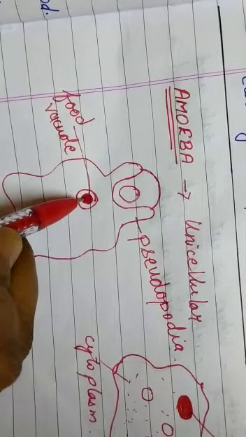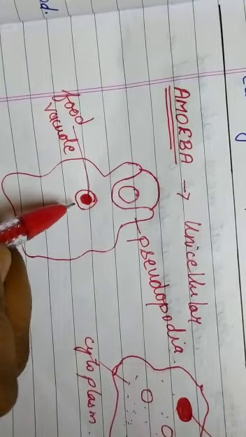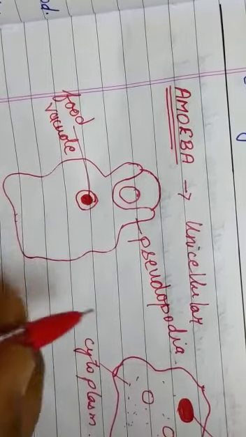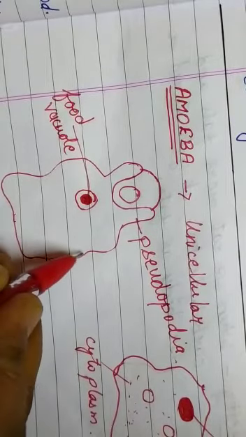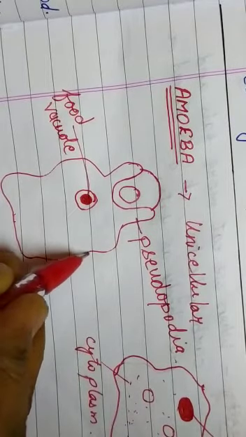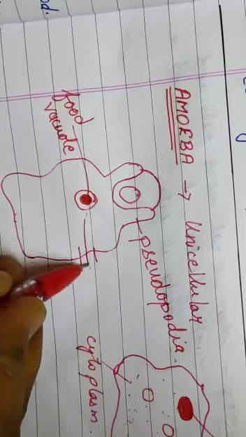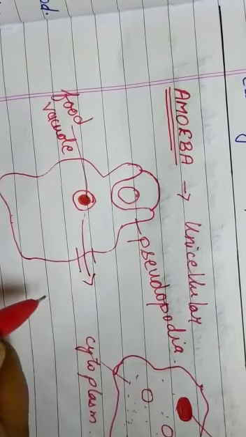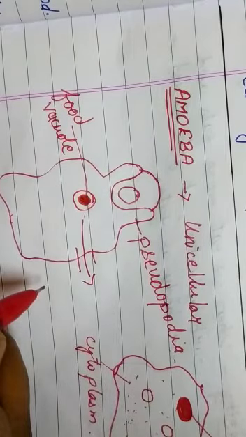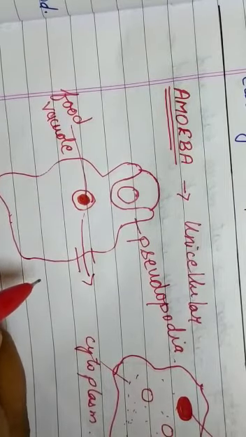And then whatever undigested food is remaining, the amoeba will break from any part of the body. Say it has broken down from here, and then what will happen? This food vacuole will be thrown out of the body. So is it clear? I hope it is clear to everyone.